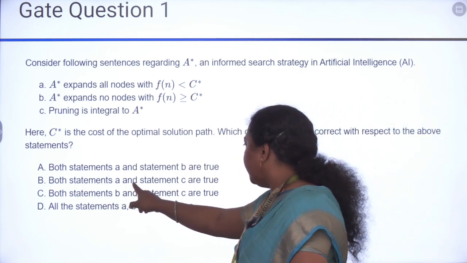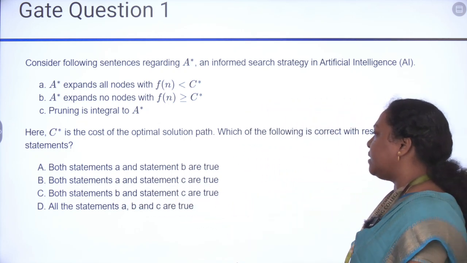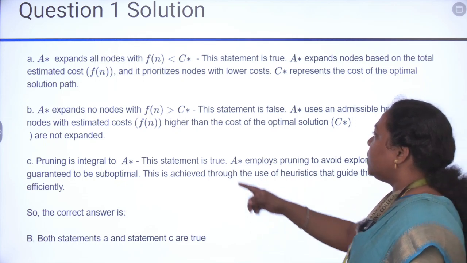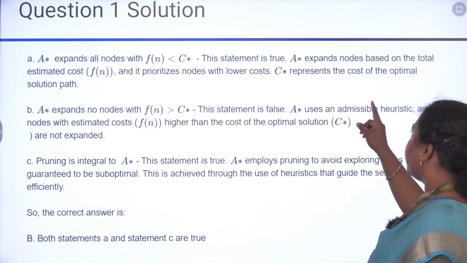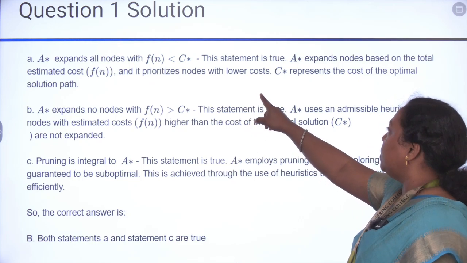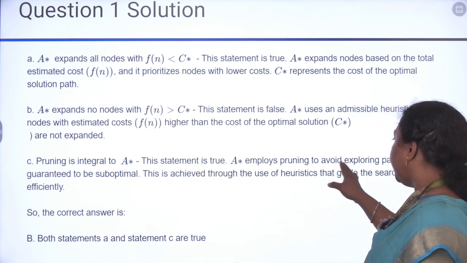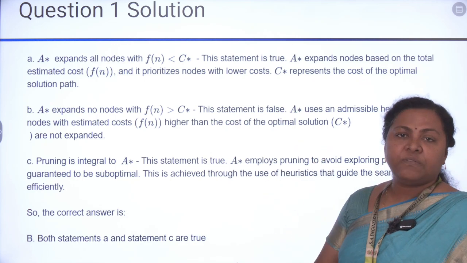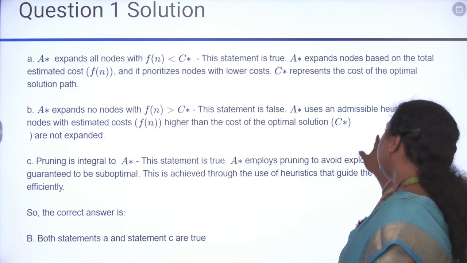So the correct one is option B, which says that both statement A and statement C are true. If you want to see the explanation, the statement that A star expands all the nodes is true because A star expands nodes based on the total estimated cost and it prioritizes the nodes with the lowest cost. Likewise, pruning is integral because pruning is used to avoid exploring paths which are not guaranteed to give us an optimal or suboptimal path. So that's why pruning is a very important step.